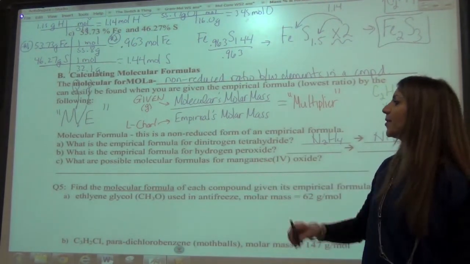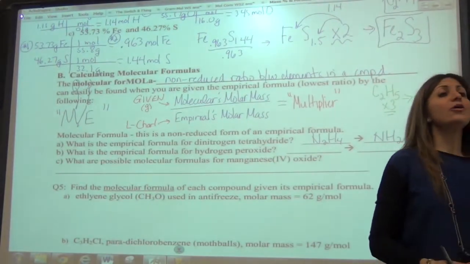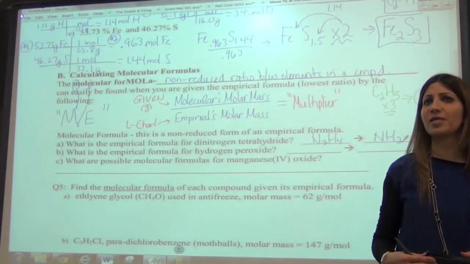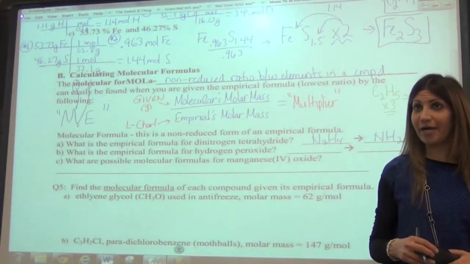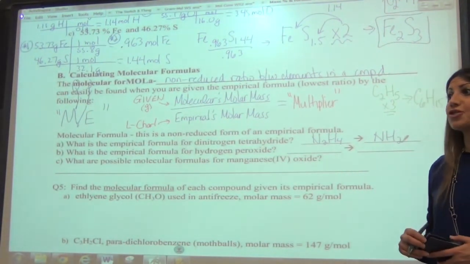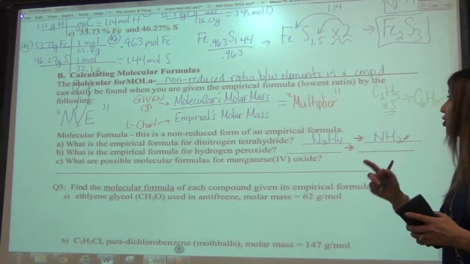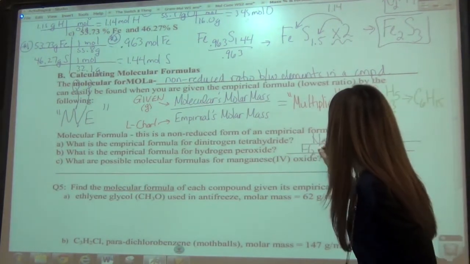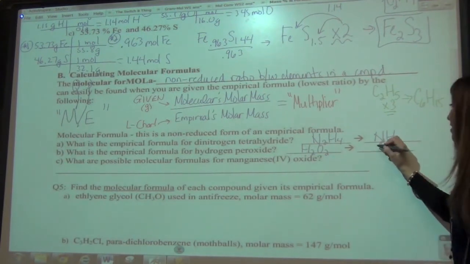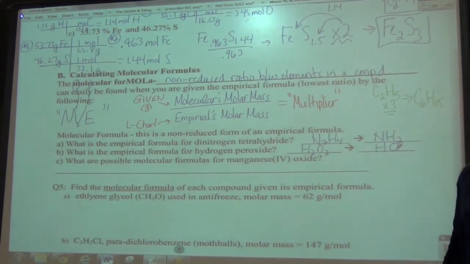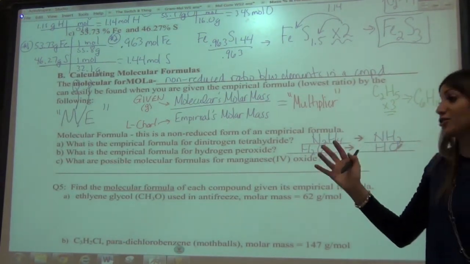Okay. What is the empirical formula for hydrogen peroxide? Does anyone know what hydrogen peroxide's formula is? It's like water, but there's an extra oxygen. H2O2. Good. H2O2. So then what would the empirical formula be? HO. Good. It's just HO, yep.